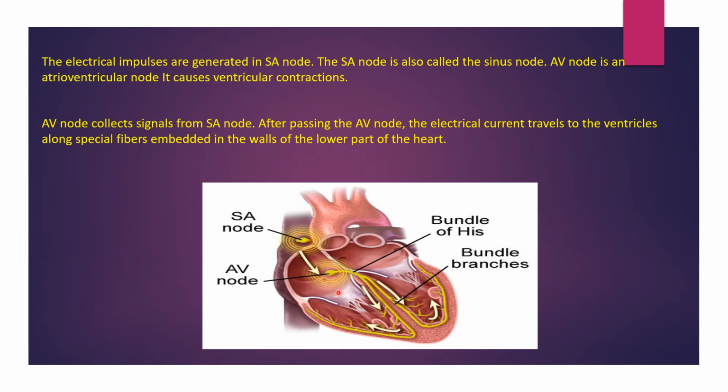It causes contraction in the ventricles. And the SA node is considered the pacemaker of the heart. This is very important. The SA node is considered the pacemaker of the heart. After this, the signal passes into a bundle of fibers, and like this the signal passes through the whole heart. Then contraction and relaxation happen in the atria and ventricles.